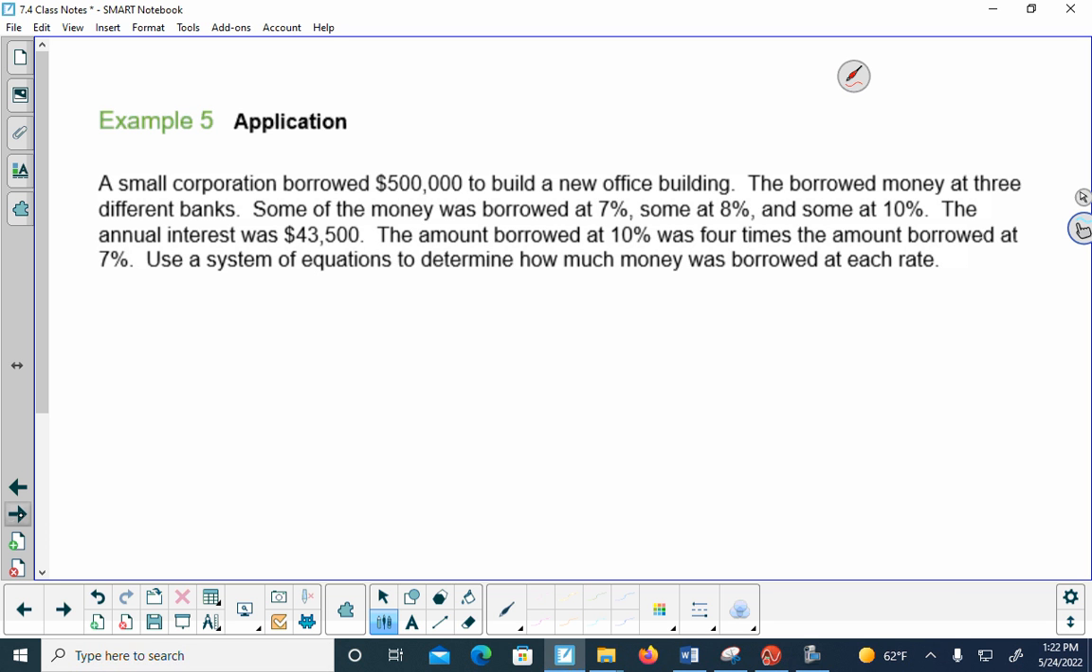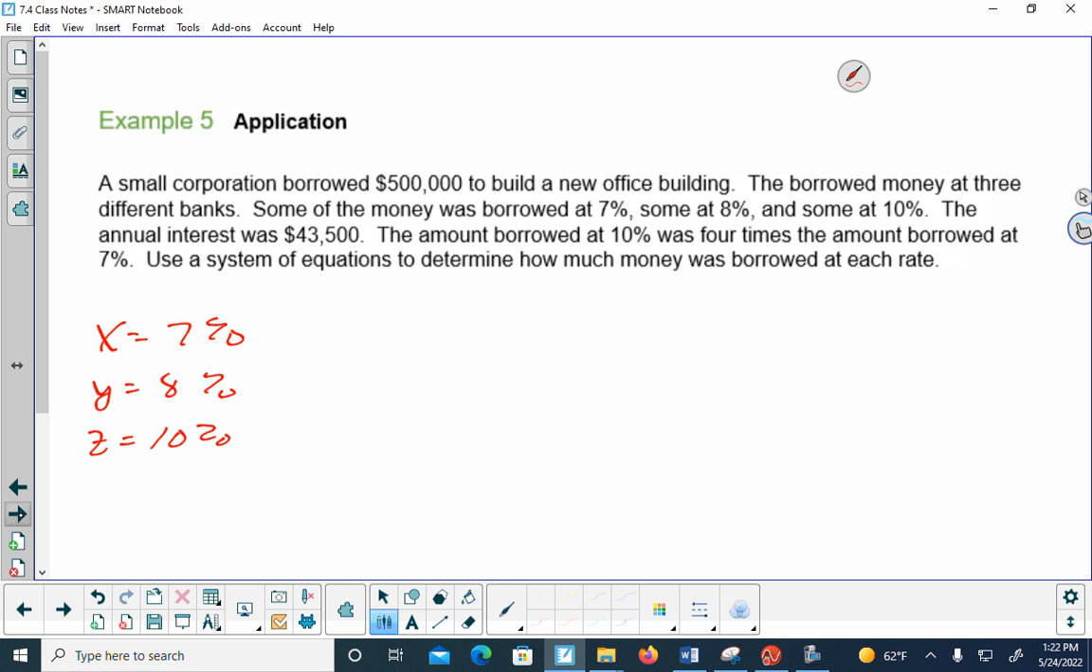So our small corporation borrowed $500,000 for the building. They borrowed some money at 7, 8, 10%. The annual interest was $43,500, and the amount borrowed at 10% was 4 times the amount borrowed at 7%. So the same rules still apply. I'm going to have 3 unknowns. I'm going to have the amount that's borrowed at 7%, I'm going to call that x. I'm going to have the amount borrowed at 8%, and I'm going to have the amount borrowed at 10%. Since I have 3 unknowns, in order to solve this, I have to have 3 equations.